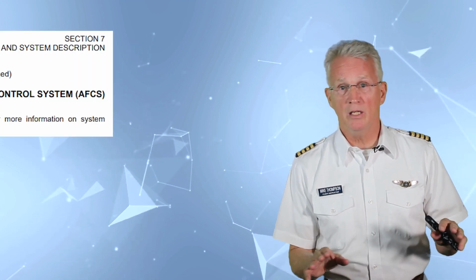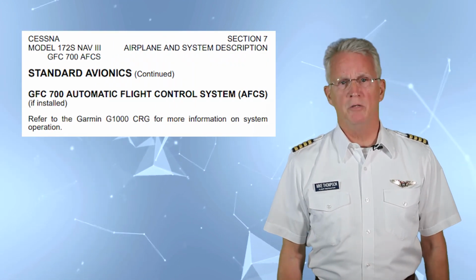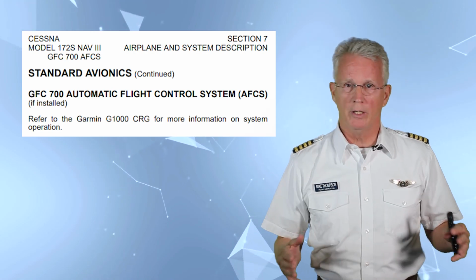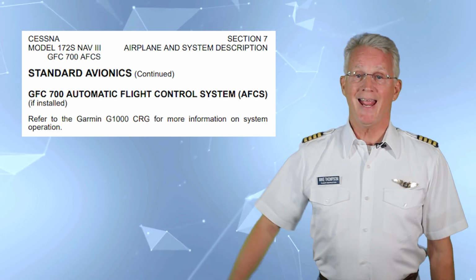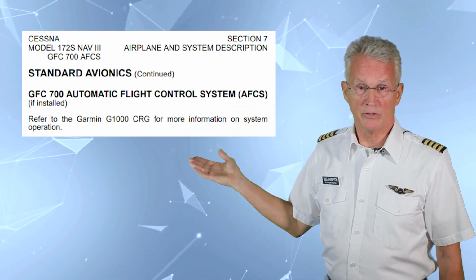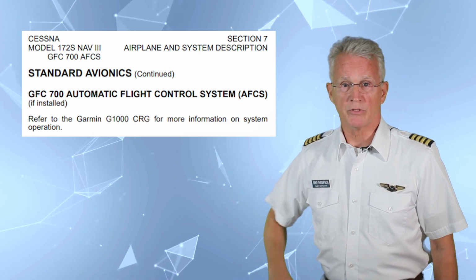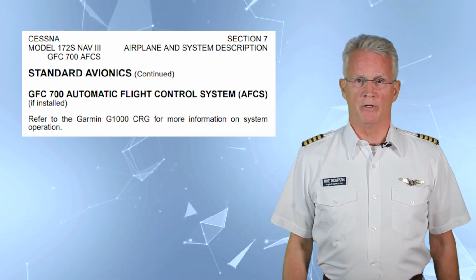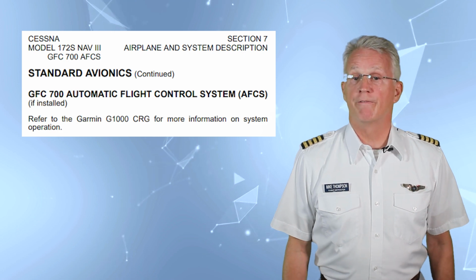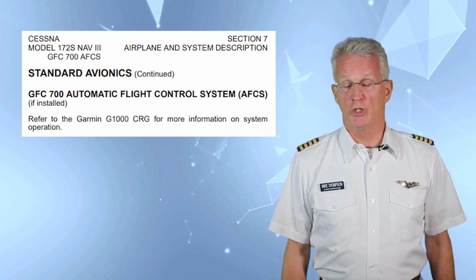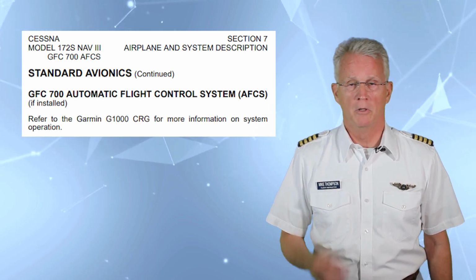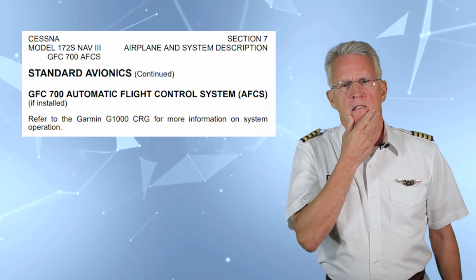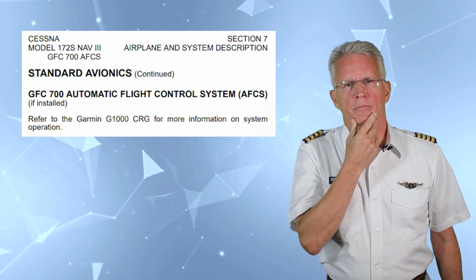Of course, it is important to get to know the automation system in your 172S in more detail. So while we are here in the PIM, let's turn to section 7. And here is what we find. Notice it tells us GF700 automatic flight control system. Refer to the Garmin G1000 CRG for more information on system operation. Okay, let's go to that CRG.